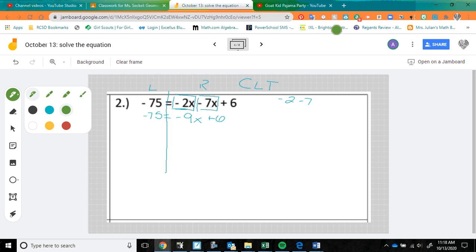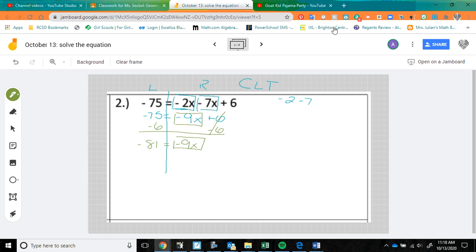Okay. Once again, we box up the variables so we know where we're working. We are working on the right-hand side, which means we're going to do what's on the outside. On the outside is a +6, so we're going to do a -6 to both sides to zero out those 6's. Okay, it cancels out on the right-hand side. What's left is a -9x, and then we have to do -75 minus 6, which is -81.